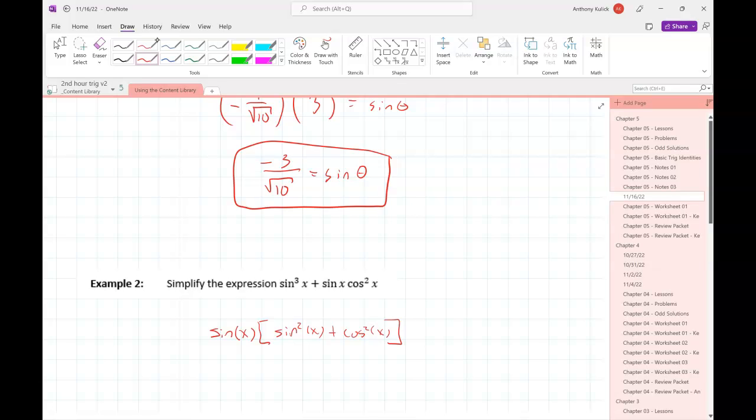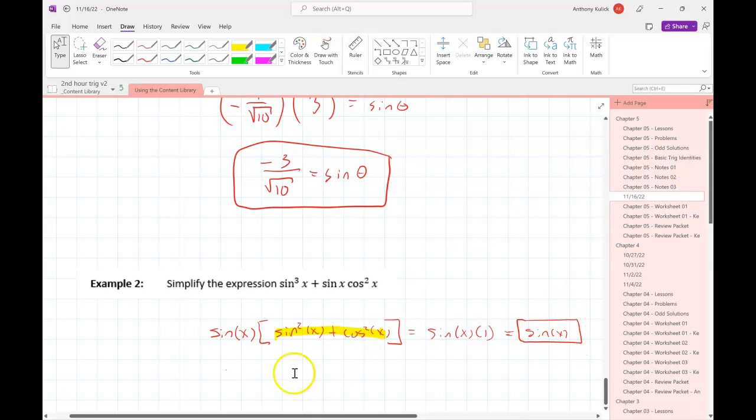Yeah. What does sine squared plus cosine squared equal? Actually, I'll just write it this way. And what's sine x times 1? And are we going to be able to do simpler than just one thing? No way, man. That was kind of fun, right? Look at that. We took that complicated expression and showed that it was really just sine x. That's pretty neat.